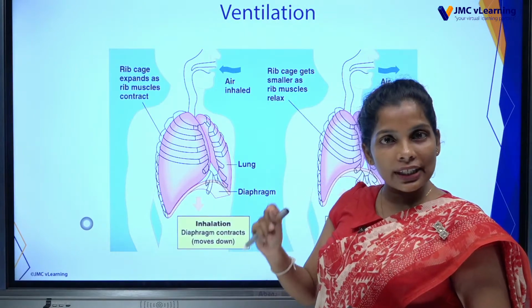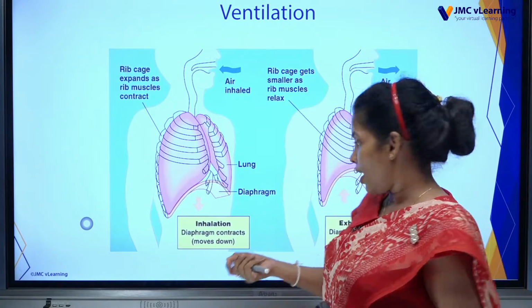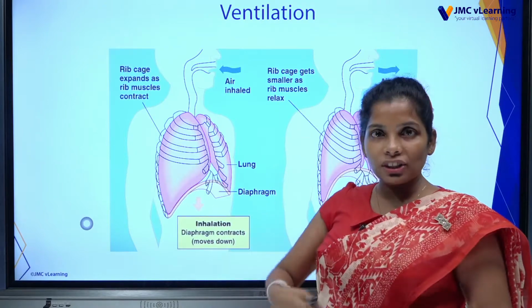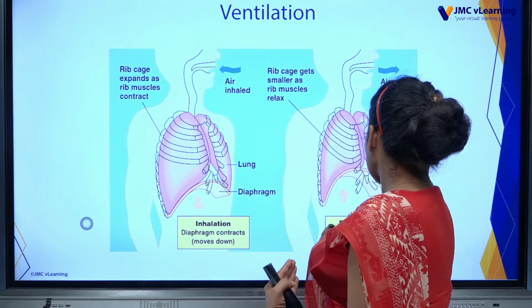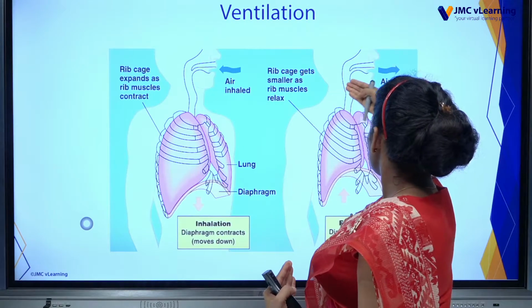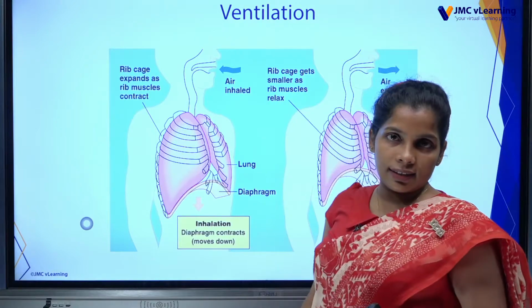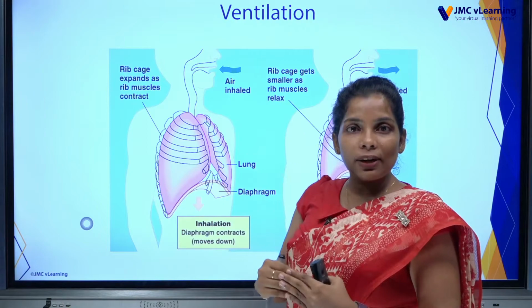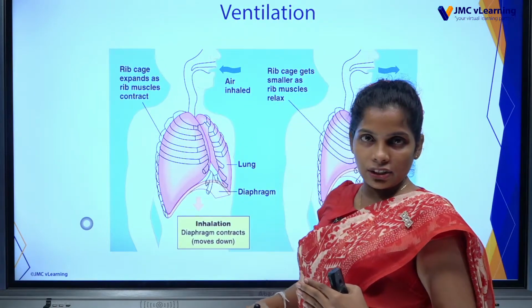Now we are going to see the diaphragm. What happened to the diaphragm when you are exhaling air? Look at the diaphragm. The diaphragm relaxes. And what is the final thing you are going to do? Air exhale. So when you see this diagram, you should see the differences between inhalation and exhalation.